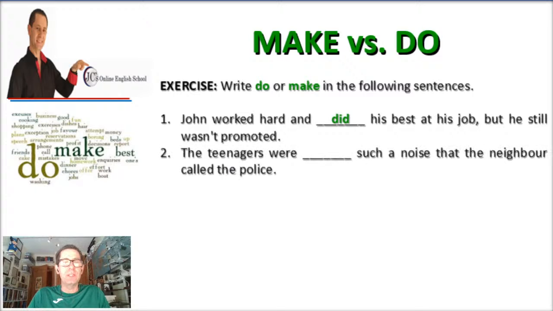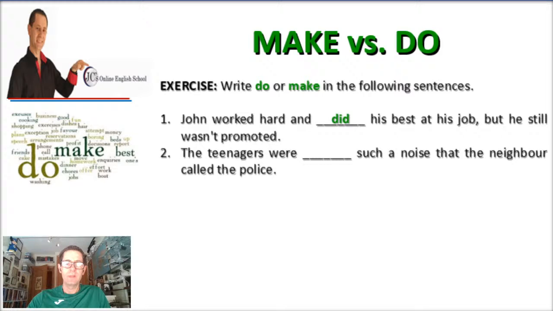Right. Number 2, the teenagers were, be careful with the conjugation of this one. So, the teenagers were such a noise that the neighbor called the police. Okay, so this is past continuous. Don't forget. So, what is the correct answer, ladies and gentlemen?